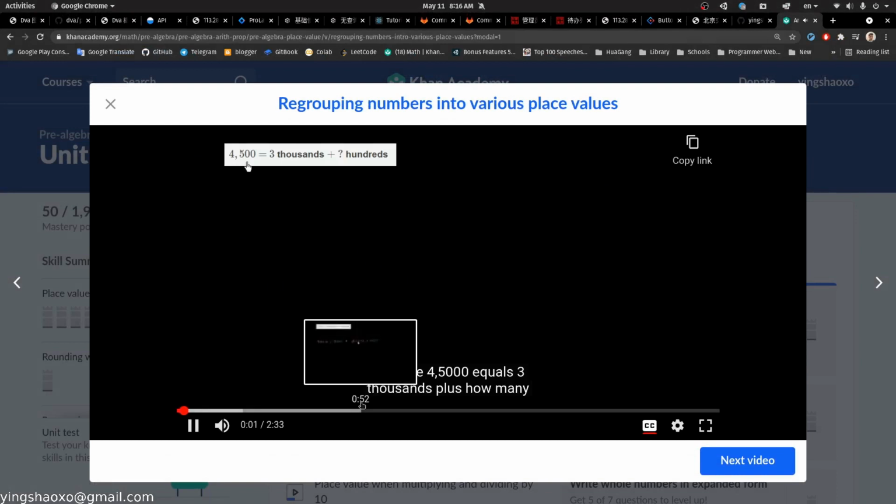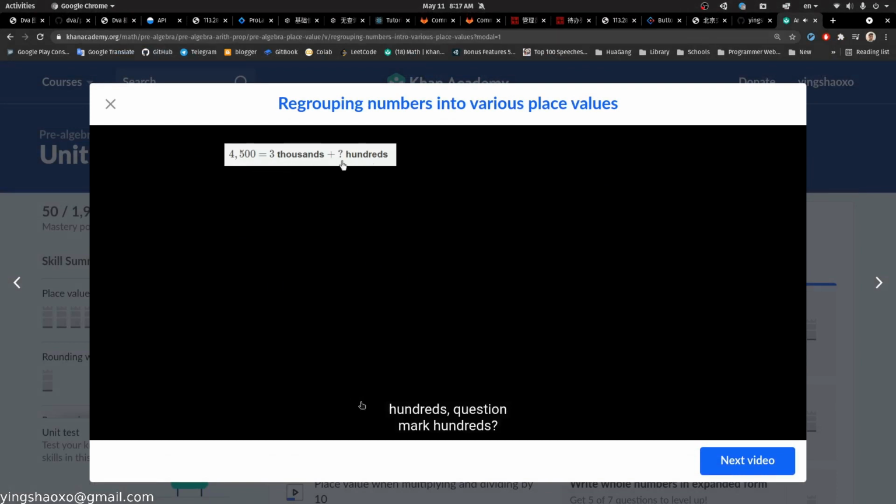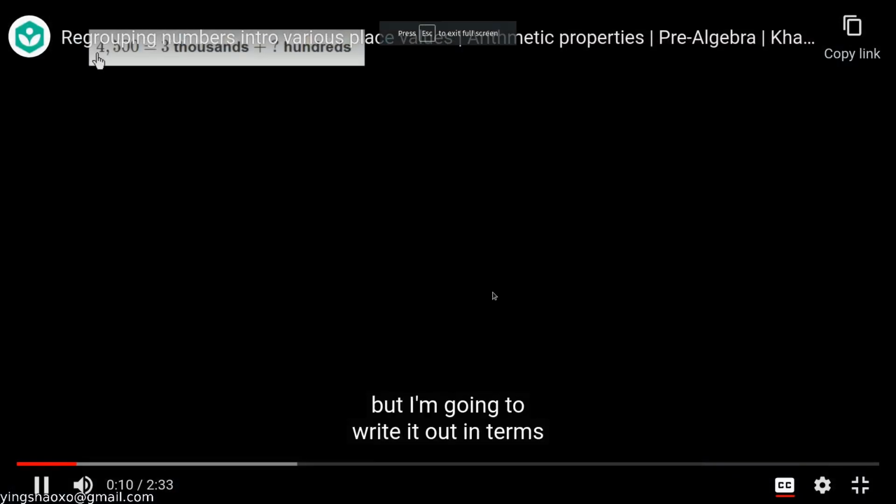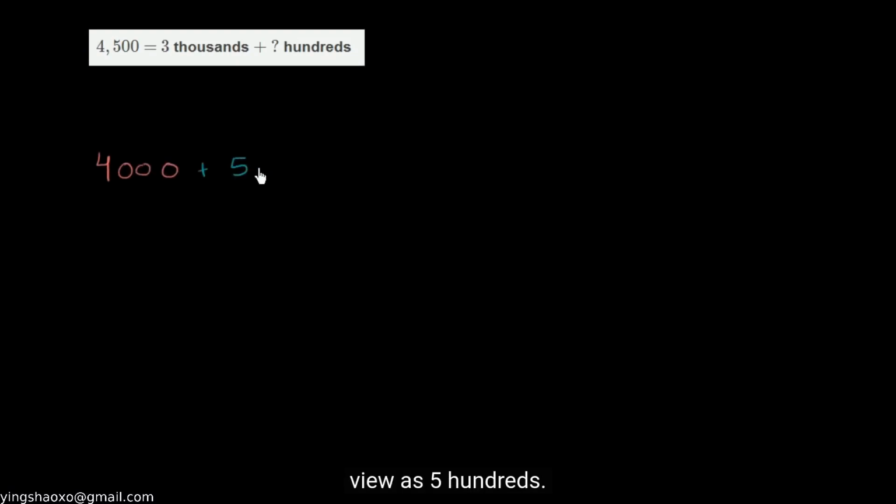We have 4,500 equals 3 thousands plus how many hundreds? Question mark hundreds. So let's write this left-hand side, but I'm going to write it out in terms of thousands and hundreds. So I'll write the thousands in orange. So this is equal to 4 thousands, which is the same thing as just 4,000, plus 500. You could also view it as 5 hundreds. So this is the left-hand side.